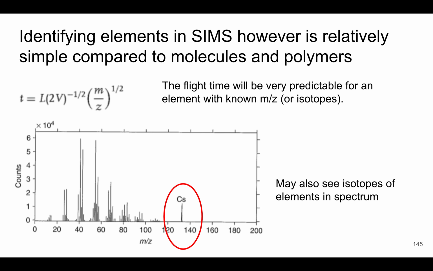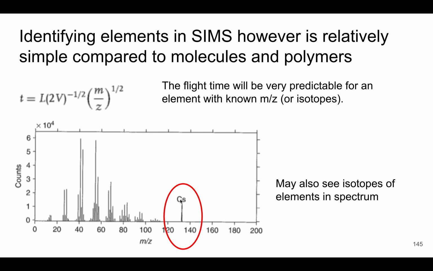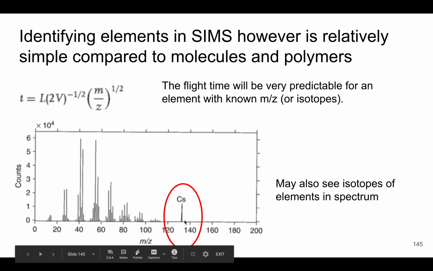However, identifying elements is relatively simple compared to molecules and polymers. So something like cesium here will have a specific mass and charge, and so that is easy to detect. If we use time of flight, it has a specific time, and so that's easy to detect. And also, we talked early about the advantages of this technique: if there are isotopes of that element, we can also see them. And so if we have isotopes of cesium, we could see that with slight shifts in the mass, because that's what defines an isotope.